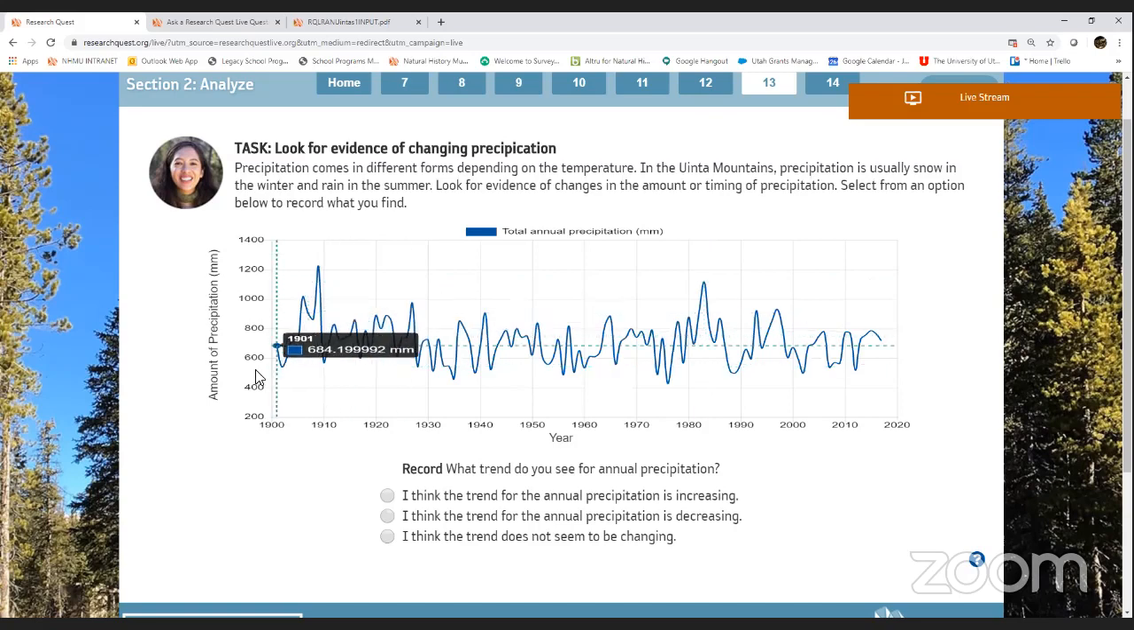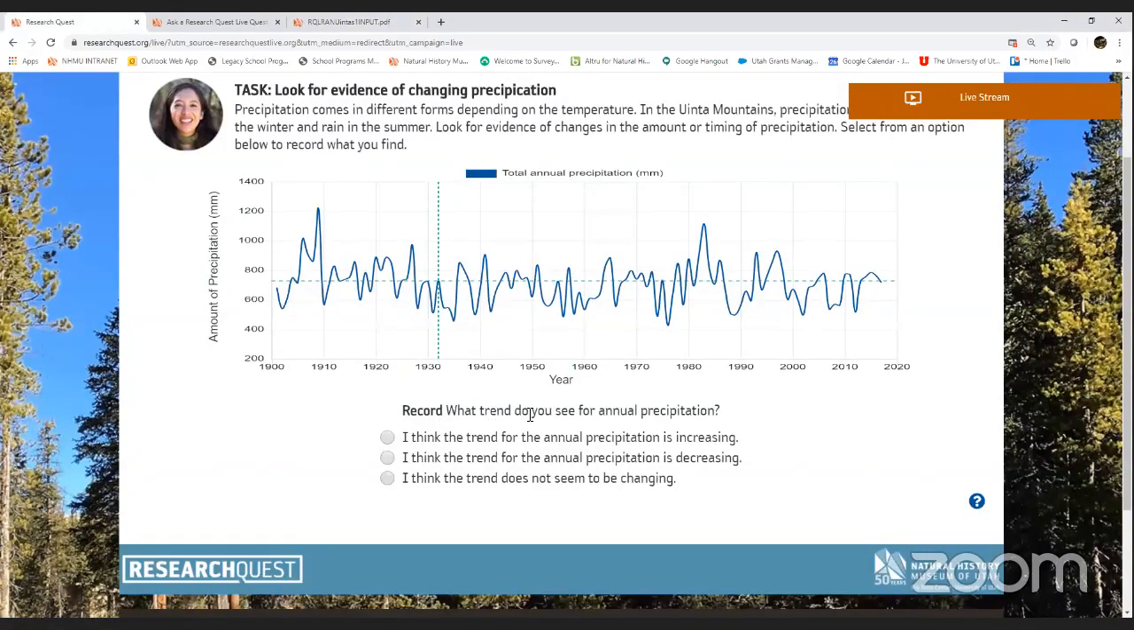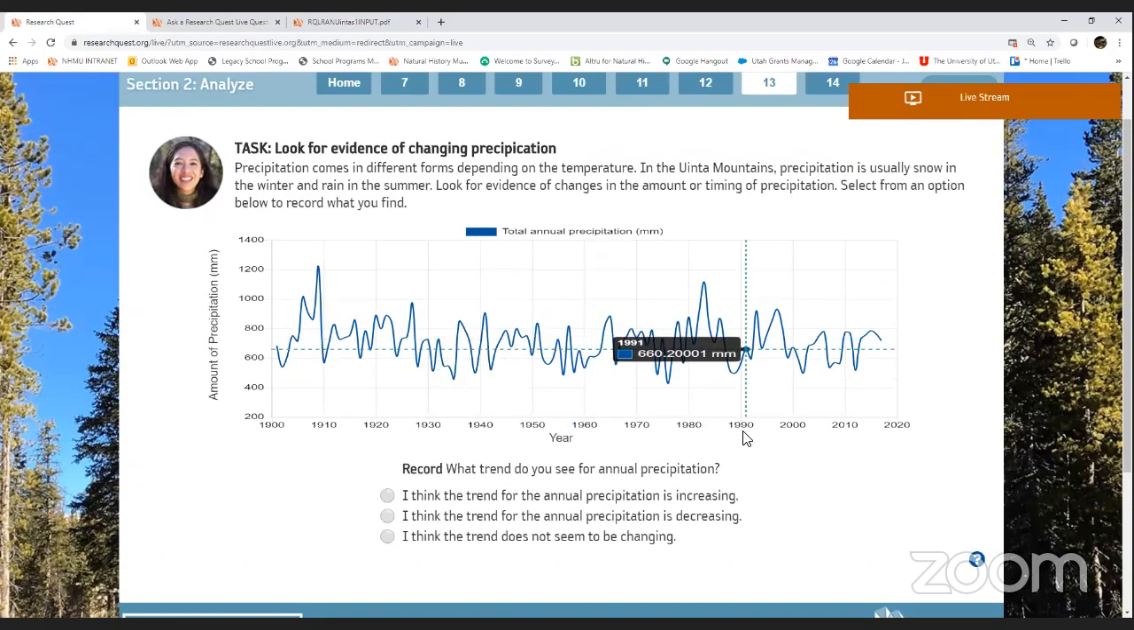Okay, I'm going to give you a minute to go ahead and examine this graph, see what you notice about the patterns, and then I want you to think about this question. What trend do you see for annual precipitation? I'm going to give you just a minute to work on that one.